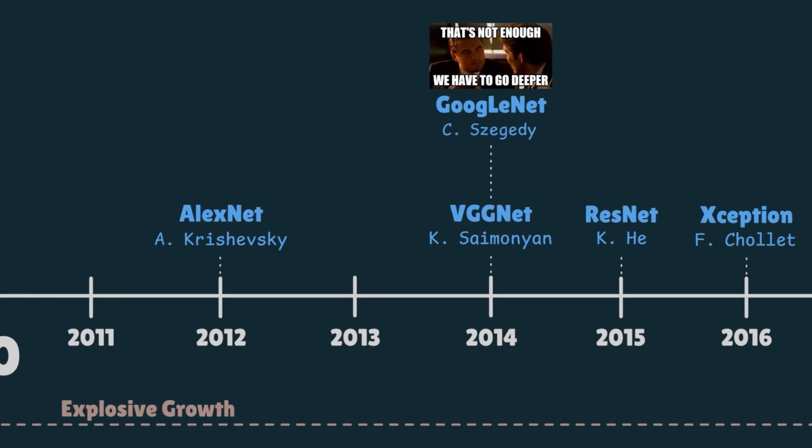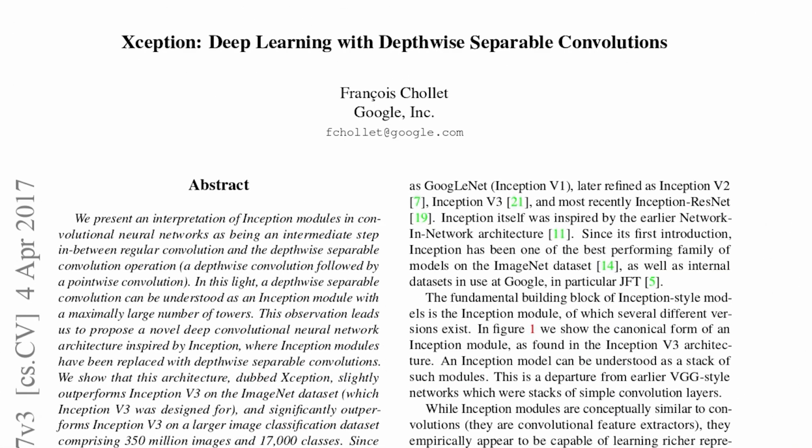Now, as models grow deeper and more complex, more efficiency was crucial, and in 2016 we see the emergence of Xception, or Extreme Inception, a model developed by François Chollet. Xception was a significant leap forward in the evolution of the Inception architecture. Its core innovation was the use of depth-wise separable convolutions.